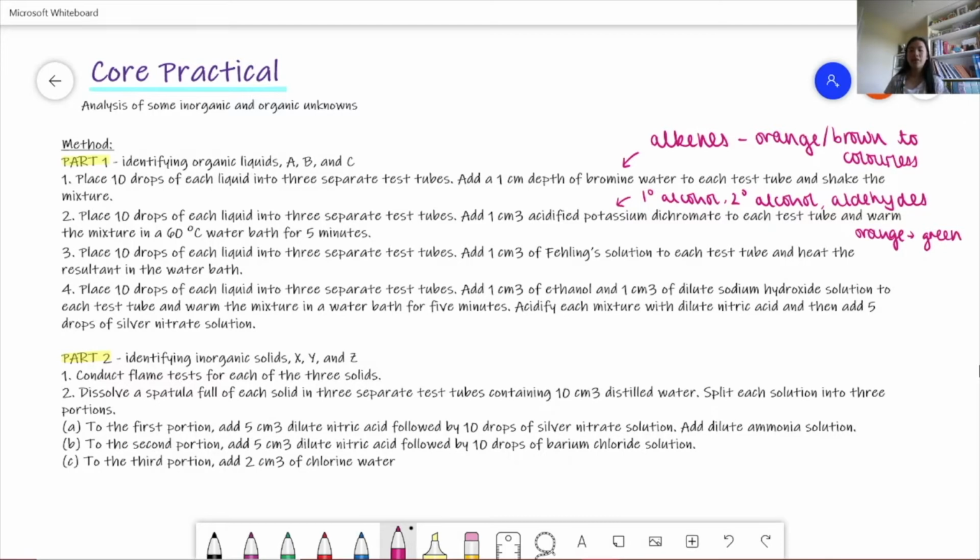And then thirdly, we place again 10 drops of each liquid into three separate test tubes, and this time adding Fehling's solution and heat. So this can identify aldehydes. And the solution will turn from blue to orange.